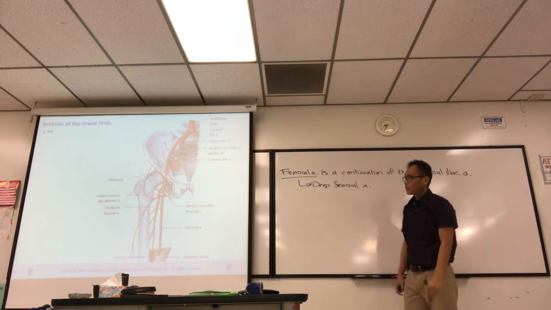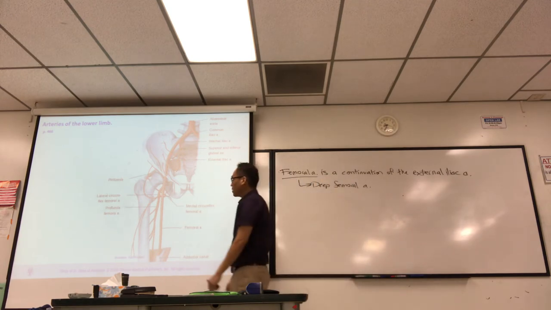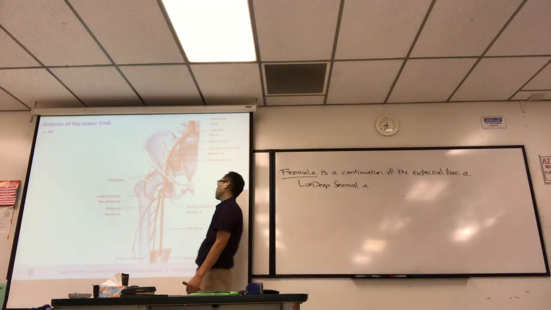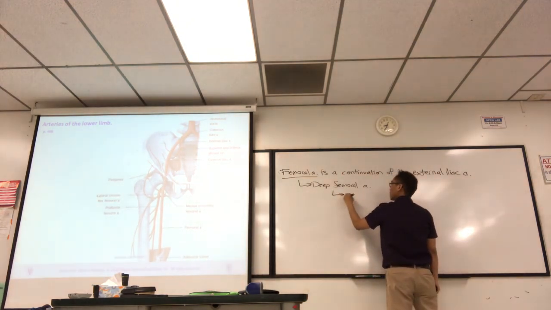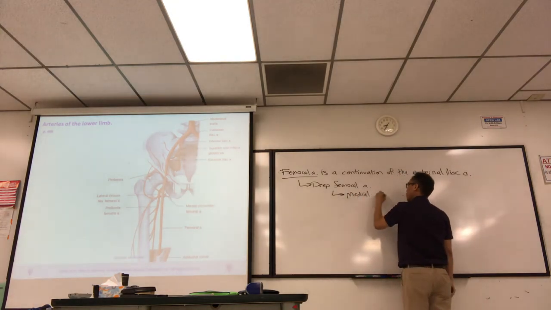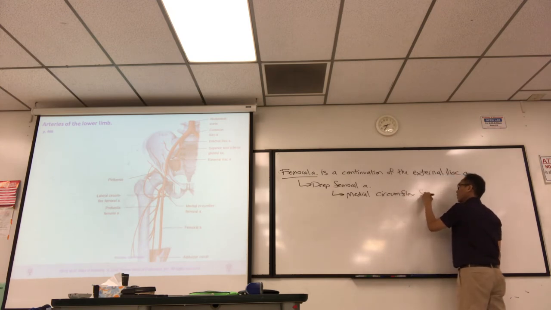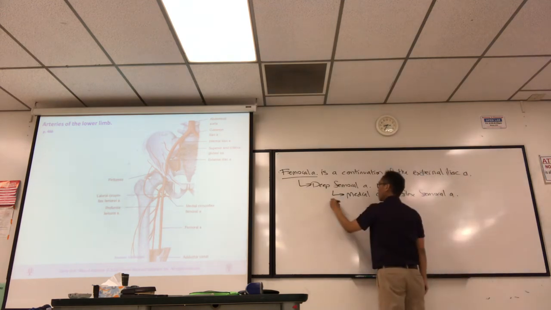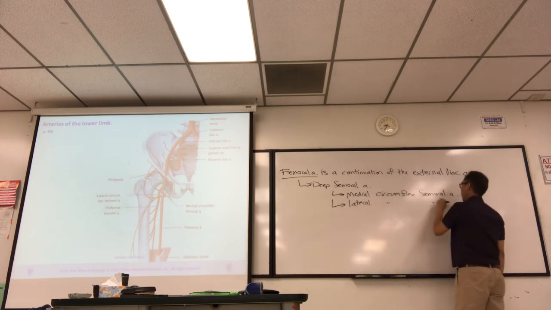And the deep femoral artery gives off two branches that actually wrap around the neck of the femur. And they're called the medial and the lateral circumflex femoral. They wrap around the femoral neck. I'll label those as branches. Medial circumflex femoral artery. Lateral circumflex femoral artery.